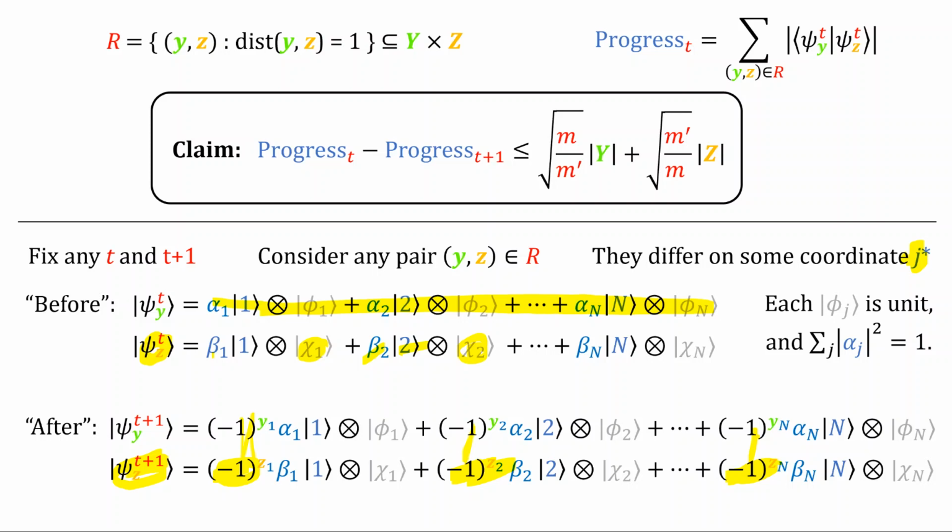Okay, but before we get to that, let's look at some inner products, because these are the things that go into the progress measure. Before we do the query, the progress measure asks us to look at the inner product between psi y and psi z. So I have to compute the inner product of this and this. If you take the inner product, you turn this into a bra and multiply them. It looks like you'll get a lot of cross terms, but actually you only get capital N terms because ket i and ket j are orthogonal to each other unless i equals j.